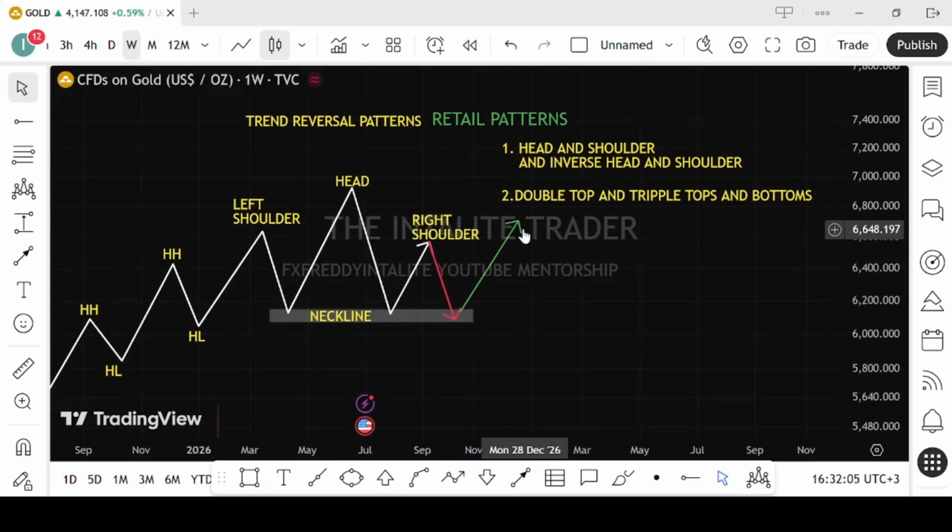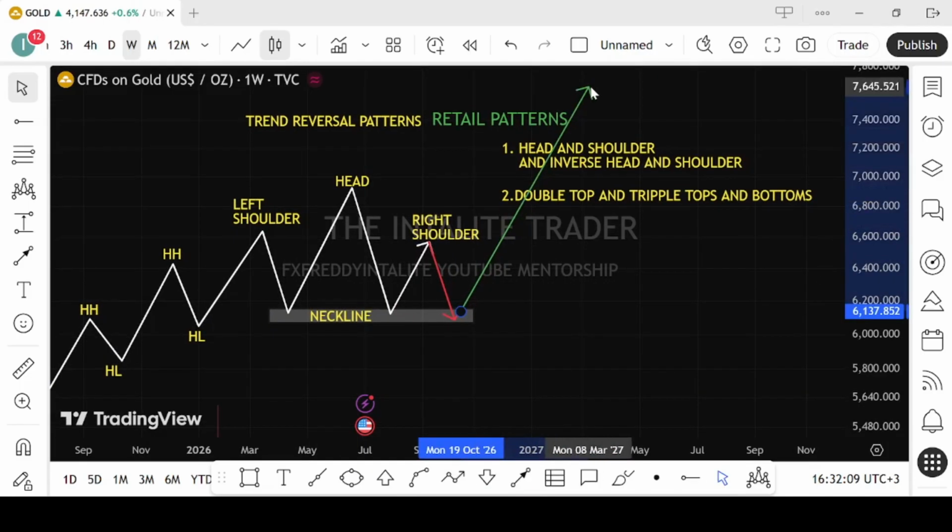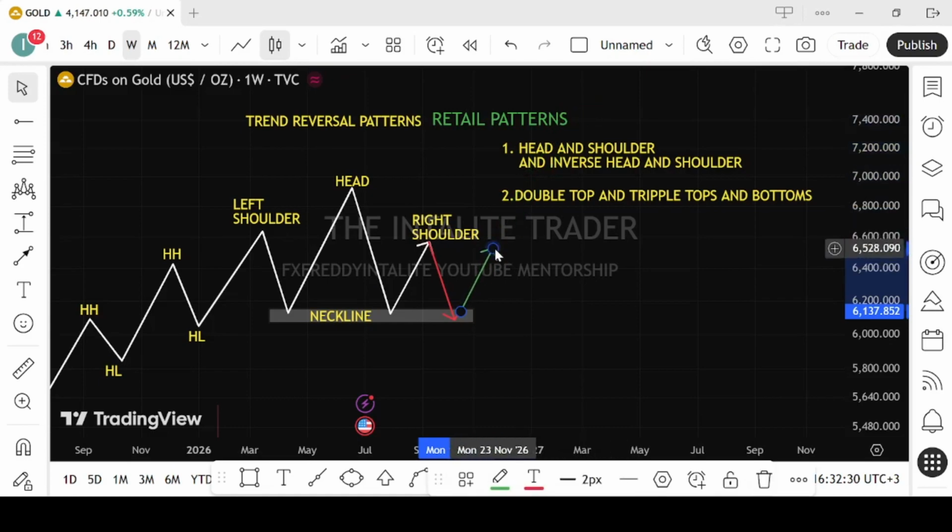Now, when such happens and the market is going up, that move is always very, very strong. If the market forms a left shoulder, head and right shoulder pattern and doesn't respect it, if it is to continue up, it will be very, very strong.